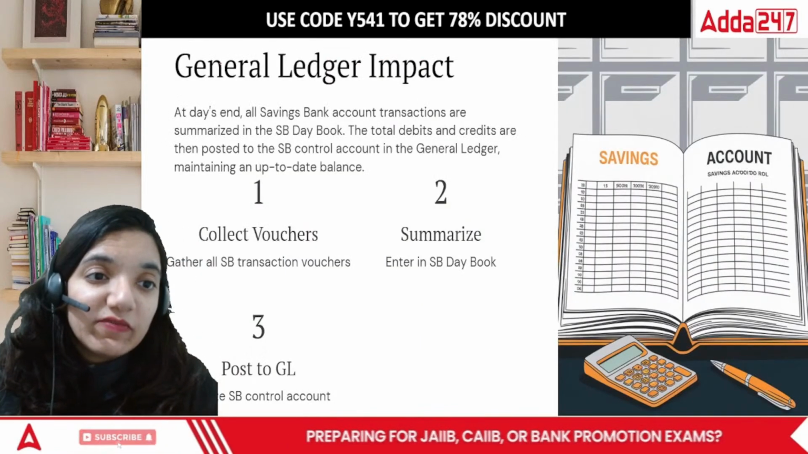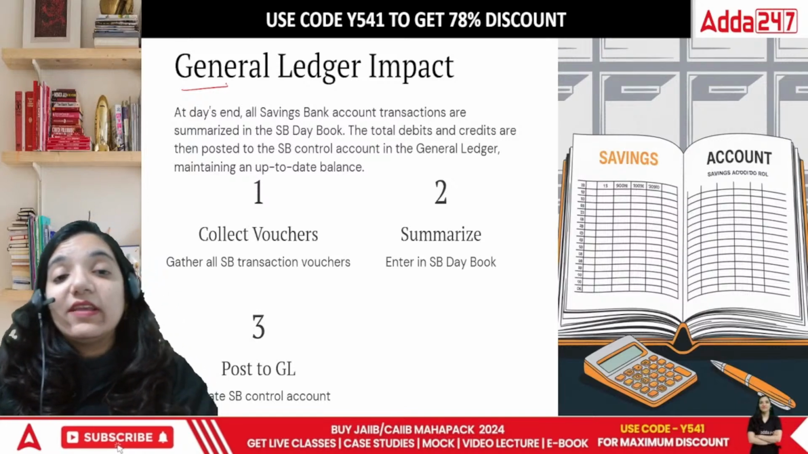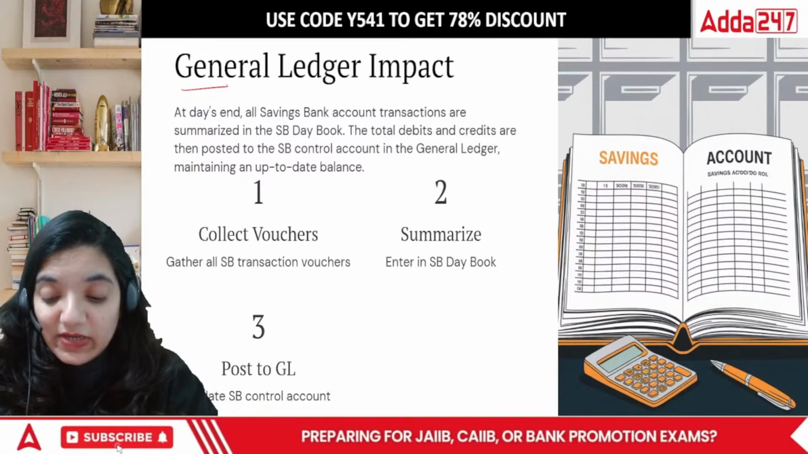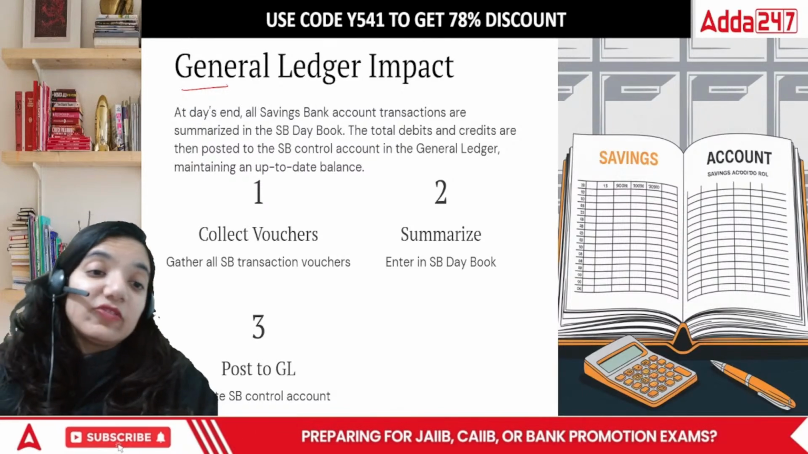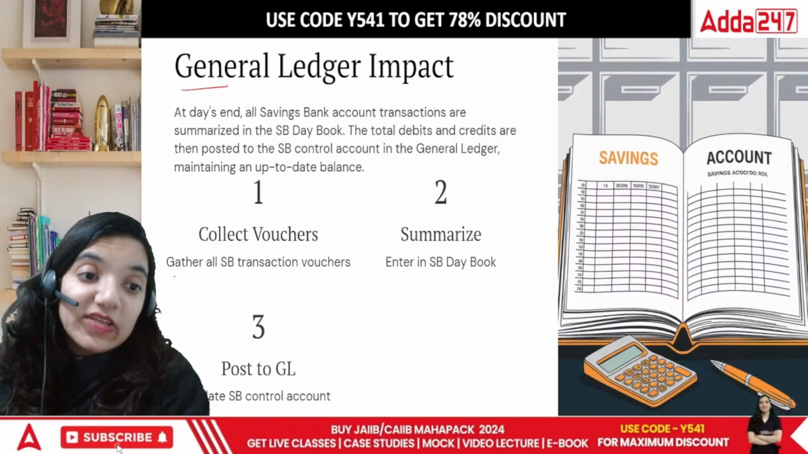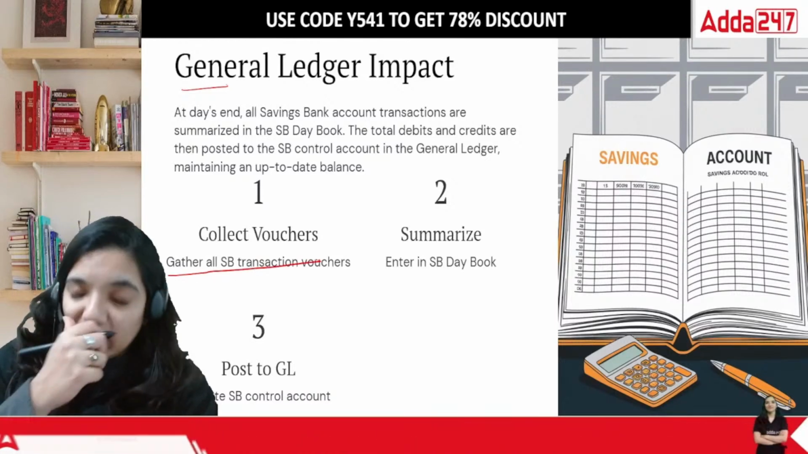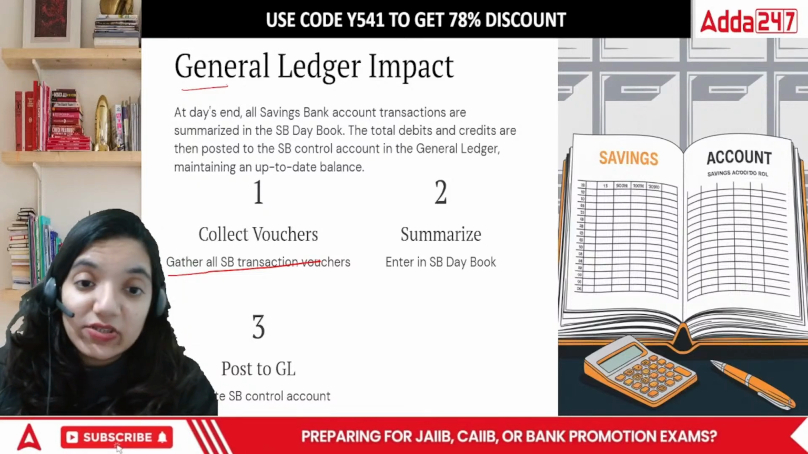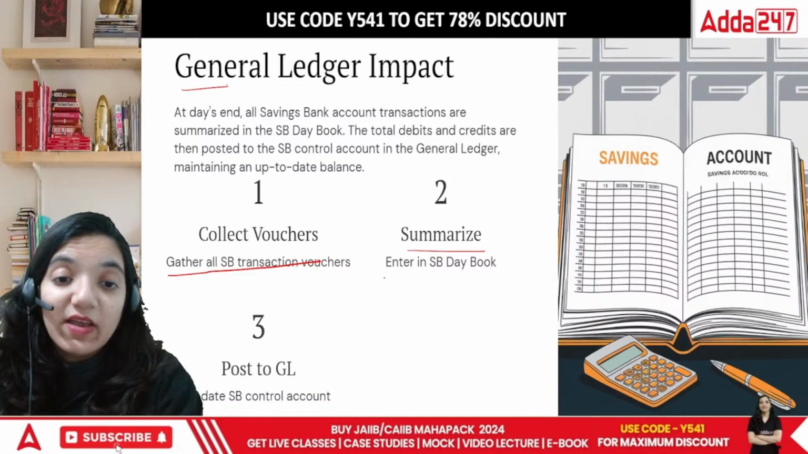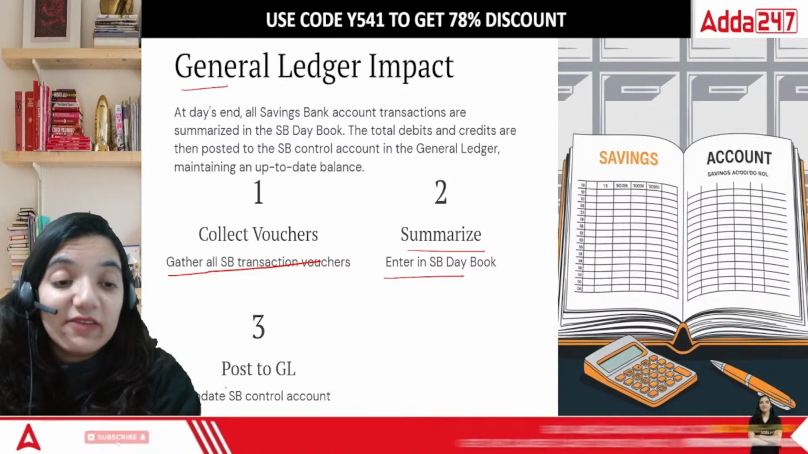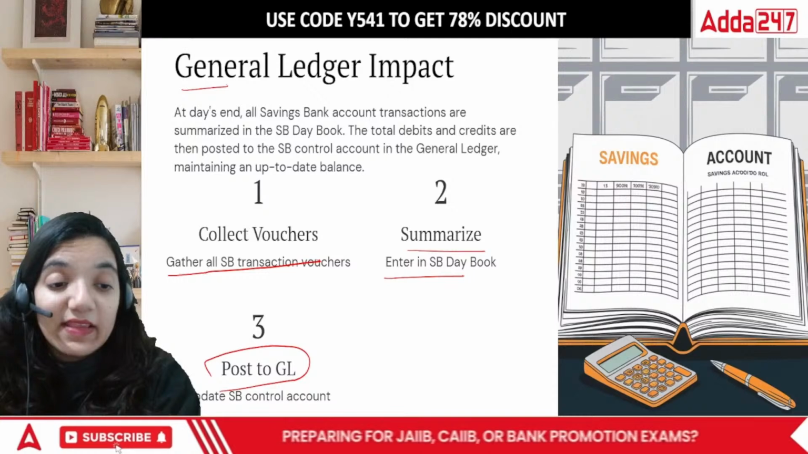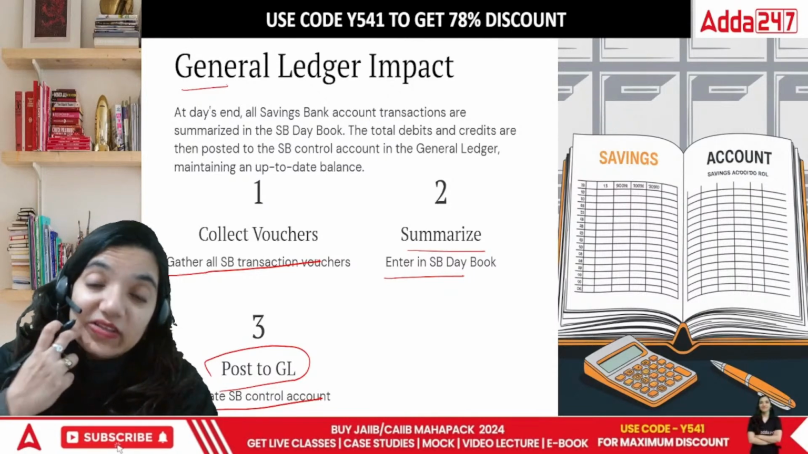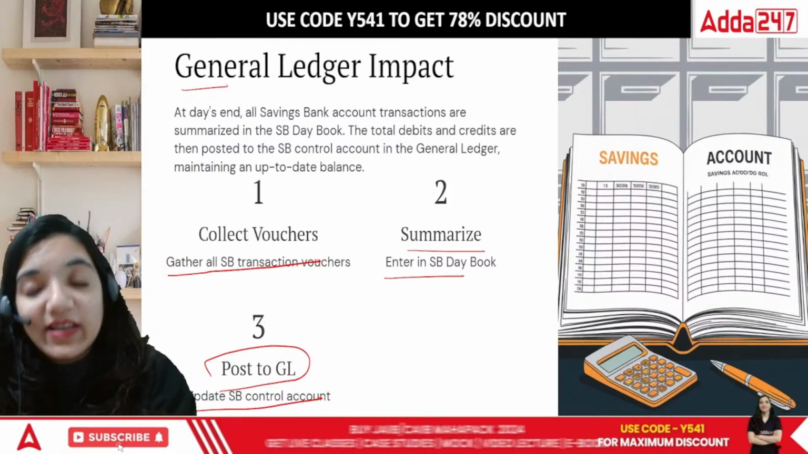Okay, so in terms of this, we have the general ledger. By the end of the day, the entire debits and credits are noted, and you prepare a proper trial balance. So that is what we talk about in this area. First of all, we collect all those vouchers, we gather all the specific transactions, whatever has happened, and we have physical papers to support the transaction. Then we summarize, we prepare a proper trial balance, and then we post it to the general ledger. And then we update our saving bank control account. This is what we cover in the area of general ledger impact.